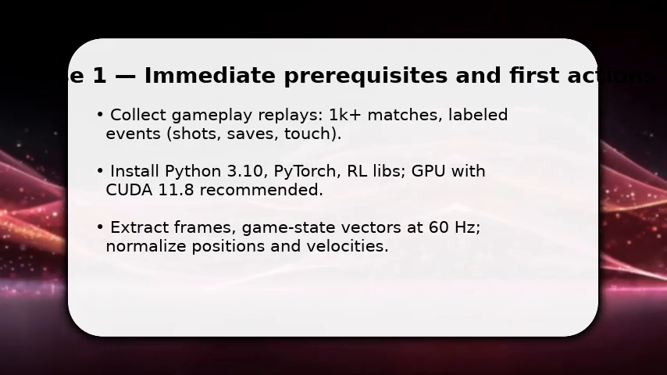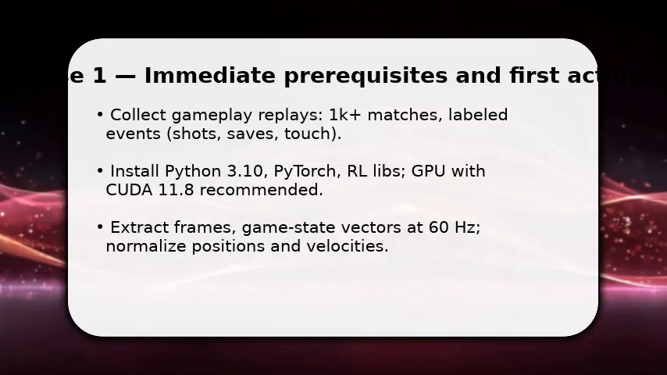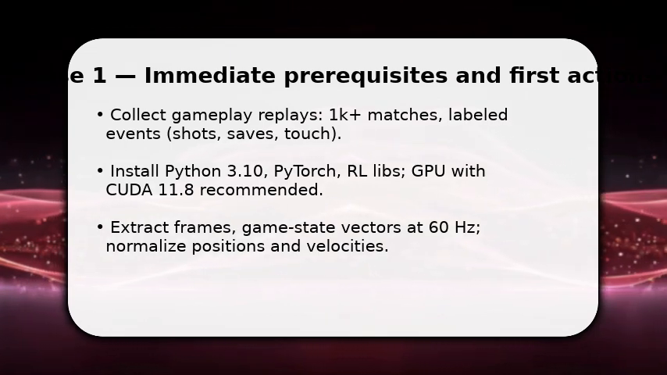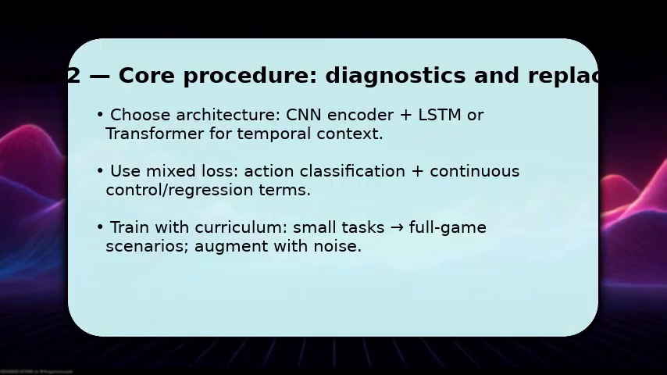Once done, extract synchronized frames and concise game state vectors at 60 Hz. Then normalize positions and velocities. This makes training stable and faster, so you now design the neural network and training loop that will generalize.